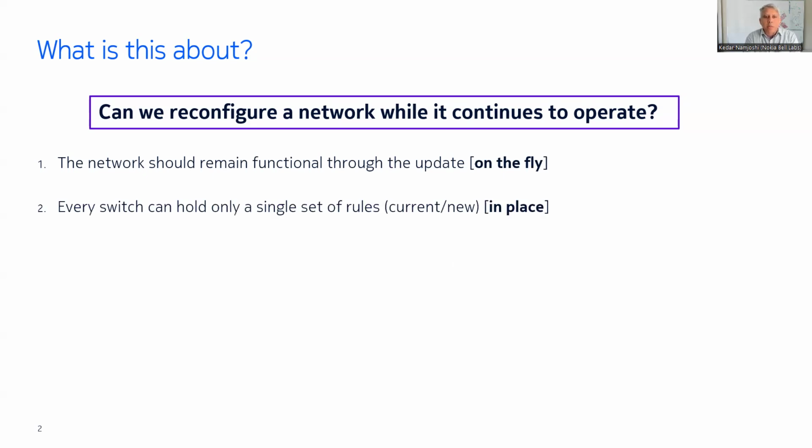The second requirement comes about from the very limited memory at each router. Routers have expensive content addressable memories that are limited in size, so they can only hold a single set of rules. What that means is that any update method should ideally just replace the current set of rules with the new set of rules, and we call that being in place.